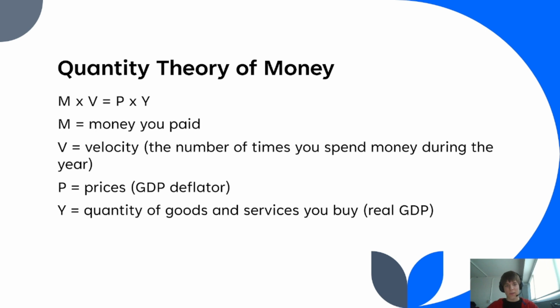The quantity theory of money serves two main purposes. The first one is to show the relationship between money supply, velocity, GDP deflator, and real GDP, and the second one is that it highlights that money supply determines the price level, which is the GDP deflator.